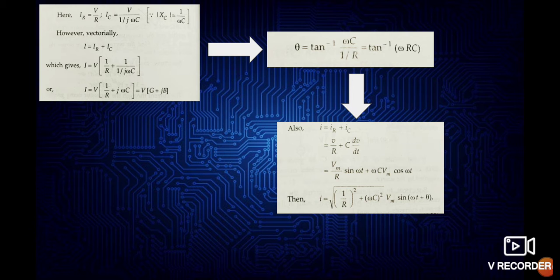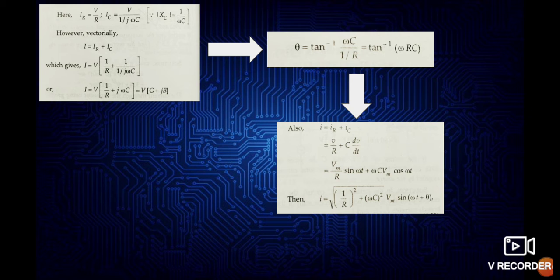If we want to find the value of current, we write IR equals V by R across the resistance, and across the capacitor the current is IC equals V by 1 by j omega C. Now vectorially we get I equals IR plus IC, which gives I equals V into 1 by R plus V into 1 by j omega C, giving a total of Y equal to G plus jB, where G represents the conductance and B the susceptance. The phase angle is given by tan inverse of omega C by 1 by R, giving tan inverse omega RC.